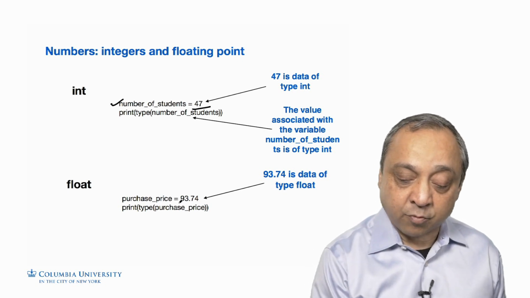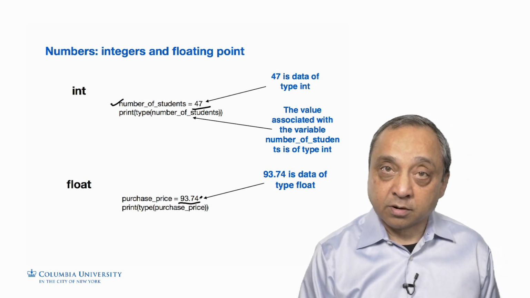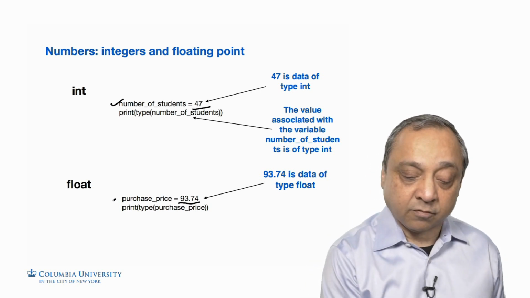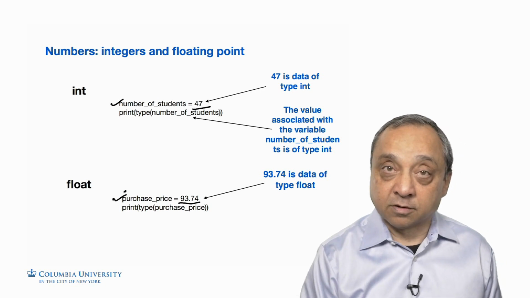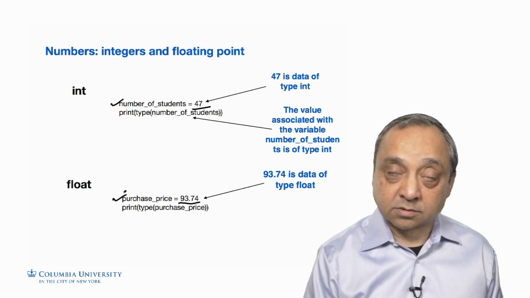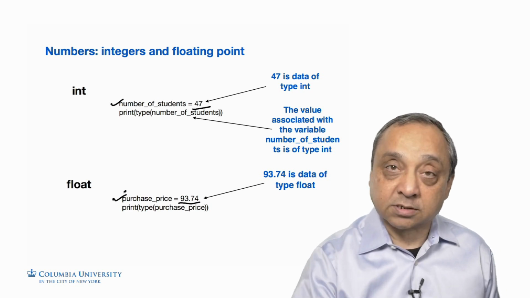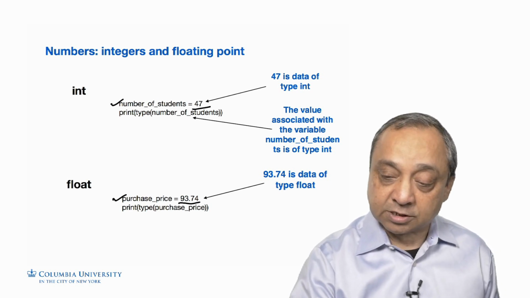Similarly, we have 93.74, which is a floating point number, a decimal number, and the variable purchase price takes a floating point value, and any floating point operation is now applicable to purchase price.